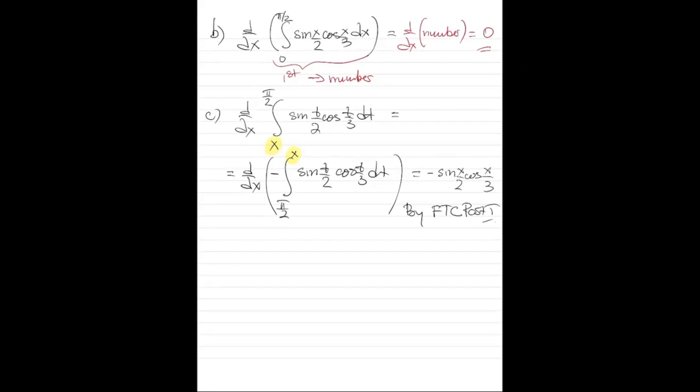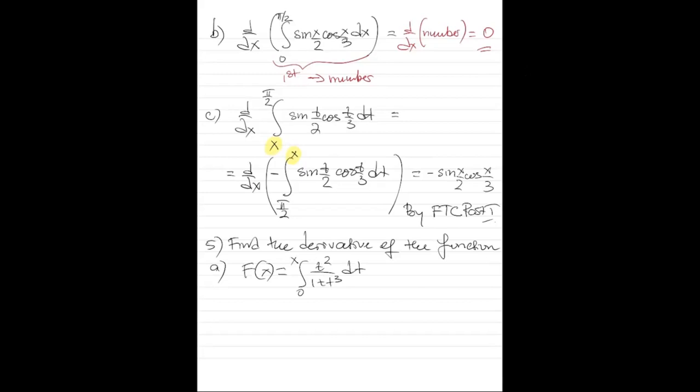All right. So next problem, number 5. Find the derivative of the function. Let's do part A. The function is the integral from 0 to x of t squared over 1 plus t to the third dt. So we're using the same fundamental theorem of calculus to find the derivative of an integral. So that would be f prime of x, which would be d dx of this integral.